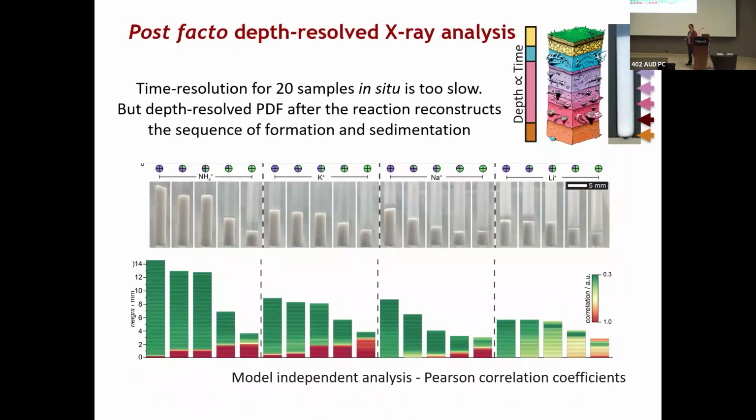Anything that's at the bottom was formed first. Anything that's higher up sedimented later in the reaction. And so we can reconstruct, by looking as a function of height, what was happening during a reaction at different points in time.